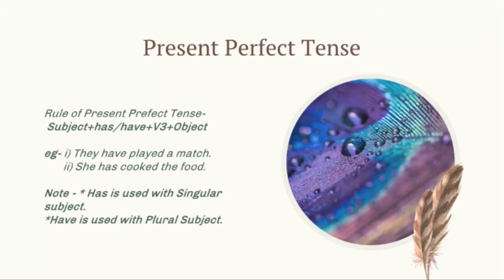Now look at the example on the screen. They have played a match. They is the subject, which is a plural one, so we have used have with it, followed by third form of the verb play, that is played.